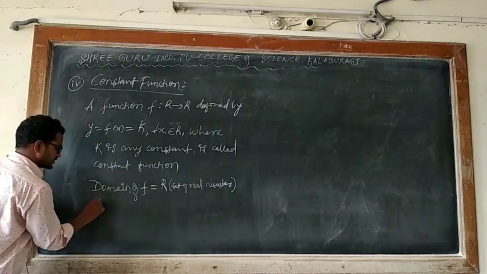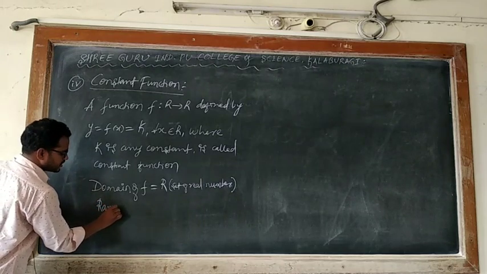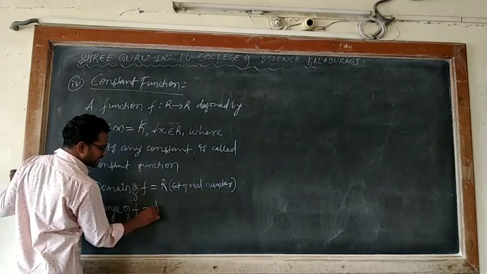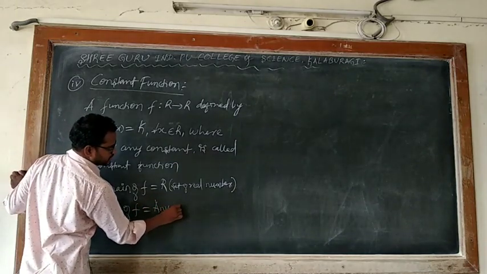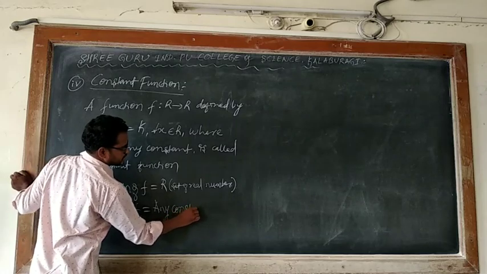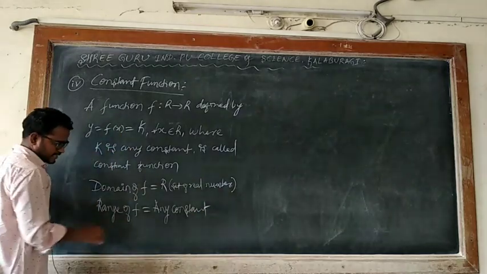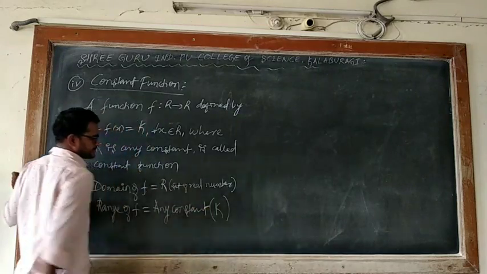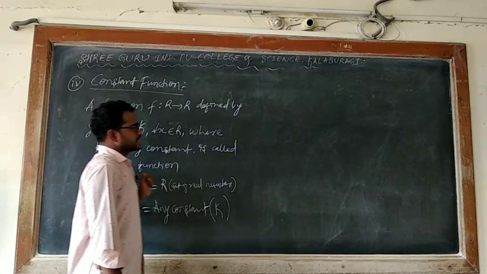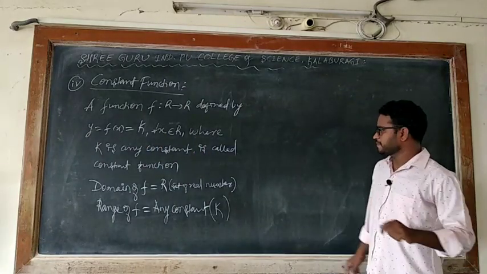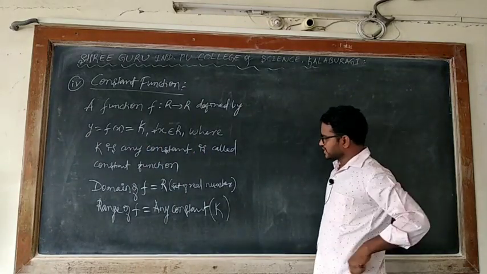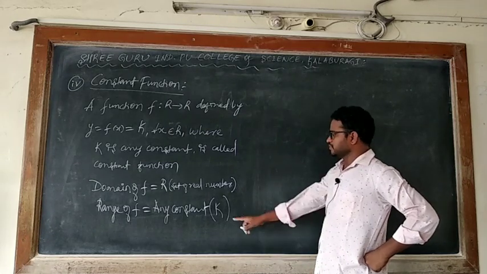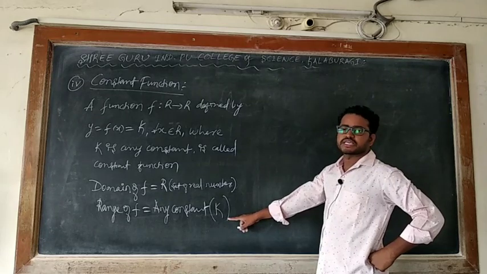What is the range? Range of f is any constant. I will take the graph of this. Domain of f is the set of real numbers. Range of f is what? Any constant. Any constant you can say k.